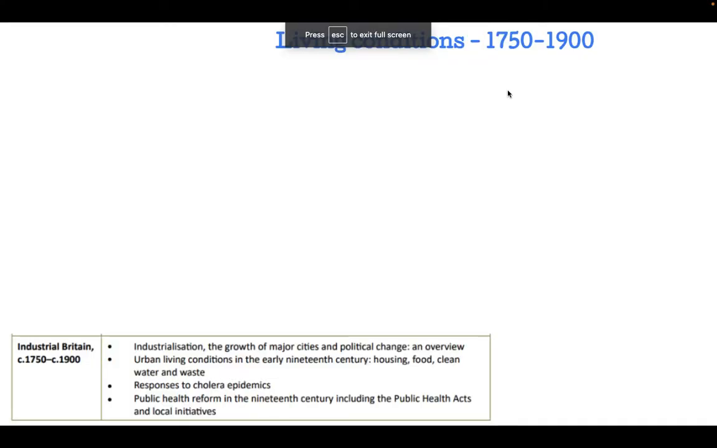This video will focus on the living conditions during industrial Britain. On your exam, it might refer to this time period as the 19th century as well. And the time period it's talking about is 1750 to the 1900s. So this video will look over these parts of the specification, the first two bullet points.